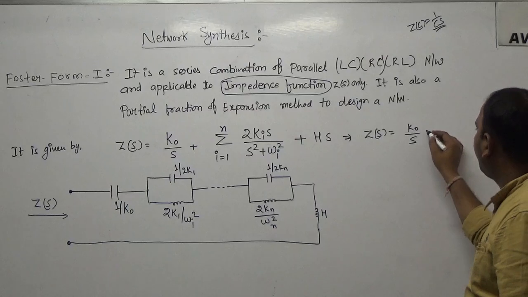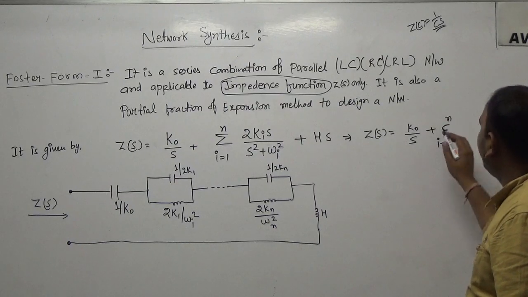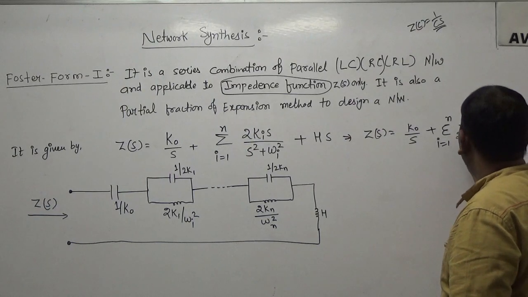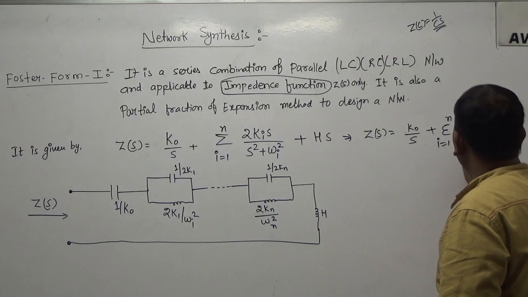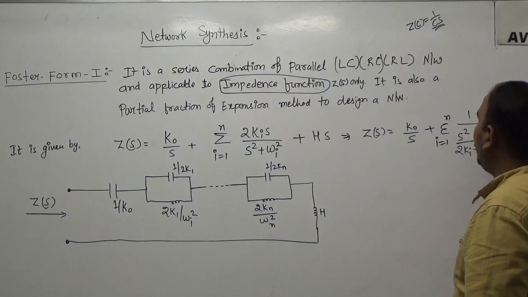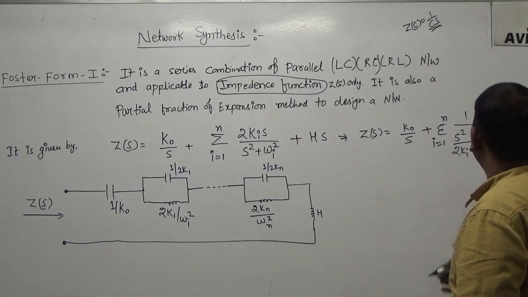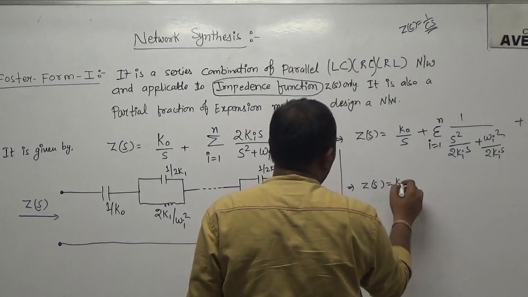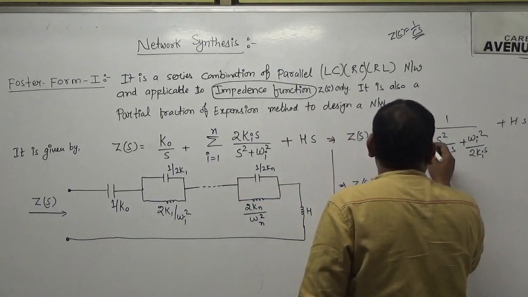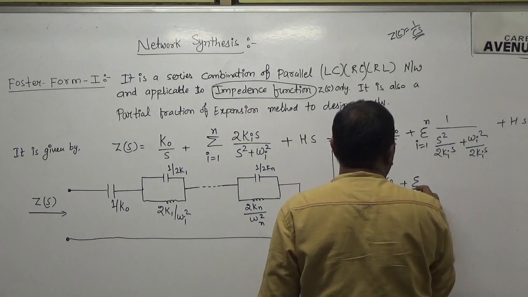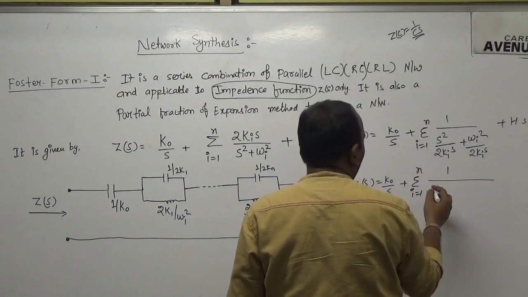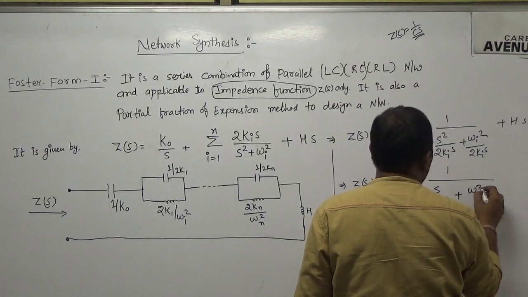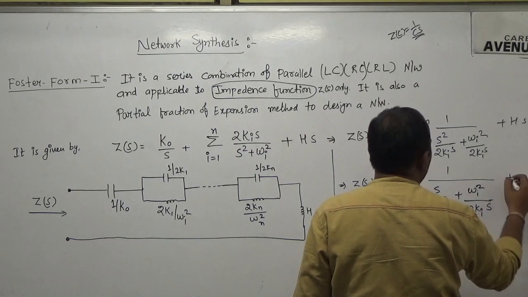Now come to the next term, plus the summation of i equals 1 to n of 2Ki S upon S square plus omega i square. Just divide by 2Ki here, and expand this one. Z(S) is equal to K0 upon S plus the summation of i equals 1 to n; reduce this form, 1 upon S, S cancels out, so it becomes S upon 2Ki plus omega i square upon 2Ki multiplied by S, plus H(S).